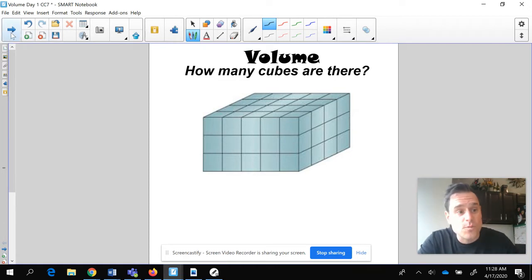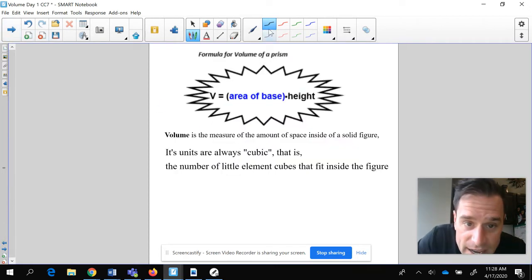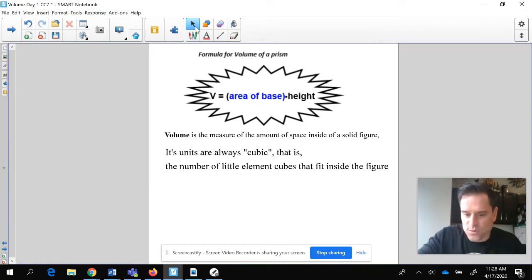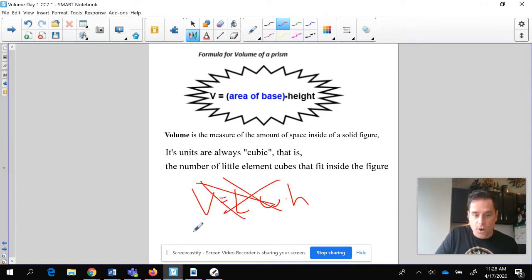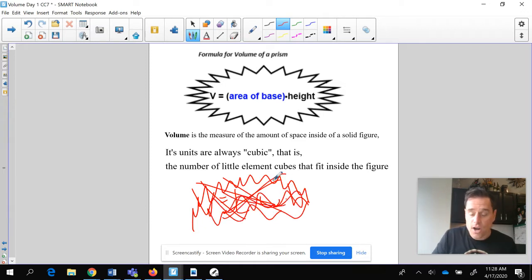Let's get started. Volume is the number of cubes in something. And guys, do you remember area is length times width times height? I'm going to write this out, and then we can write this down. We're going to put volume equals length times width times height. And then we're going to cross that out, and we're going to burn it, because we're never going to use that again, ever. You're always going to use this formula for any prisms, because length times width times height only works for a rectangular prism.